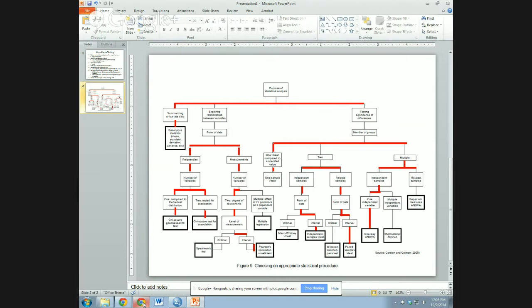I just want to go back for a second to make sure I'm doing it right. Okay. All right. So now, if we're testing differences between these variables, the question is how many groups do we have? How many groups are we testing differences between, whether or not they're significant? So we're going to look at this flow chart again.